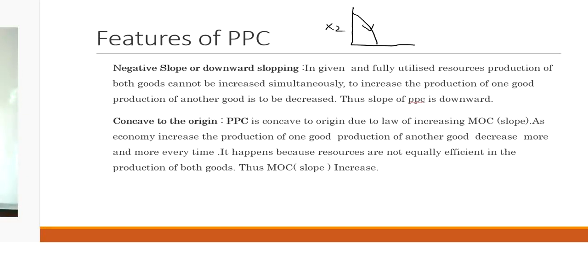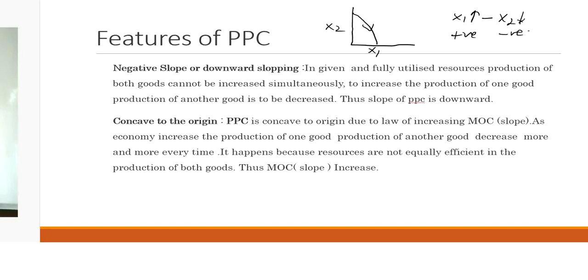Why? Because with limited resources, when they are fully utilized, you can increase production of one commodity only by decreasing production of the other commodity. So change in X1 will be positive and change in X2 will be negative. Simultaneously, you cannot increase the production of both commodities according to the assumptions, because resources are fully utilized. That's why PPC is downward sloping.